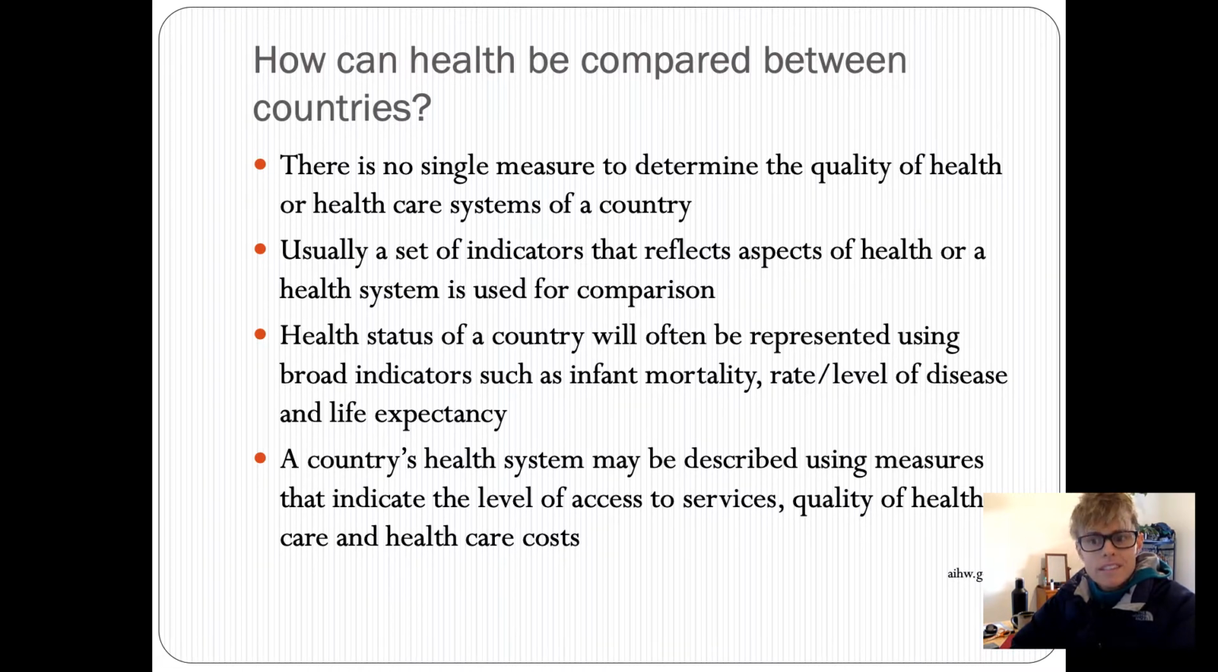It would be easy if there was a single measure to determine the quality of health and healthcare in a given country, but there simply isn't. So without these standardized or common points of measurement, we make use of a set of indicators that reflect aspects of health on which comparisons are then made. These indicators include factors such as infant mortality rates and life expectancy, variables that you are by now familiar with. Alternatively, we can look at measures that relate to service access or experiences of service access and healthcare costs.